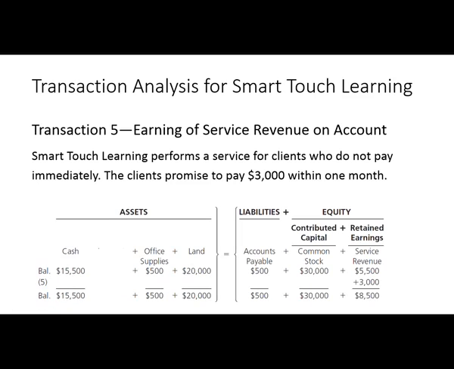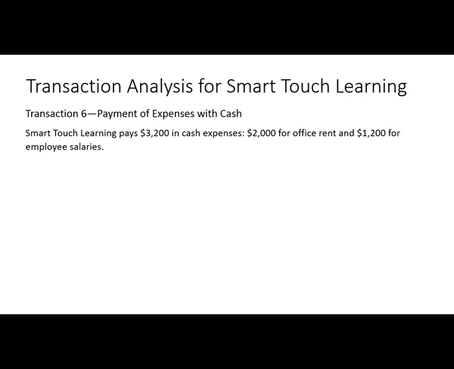And then we're going to add to our service revenues as well, $3,000. And so that's where we end up after transaction 5. Accounts receivable goes up, revenue goes up, assets go up, equity goes up.